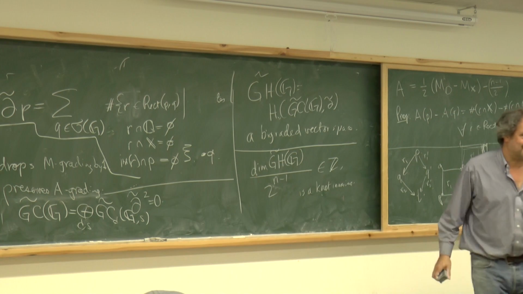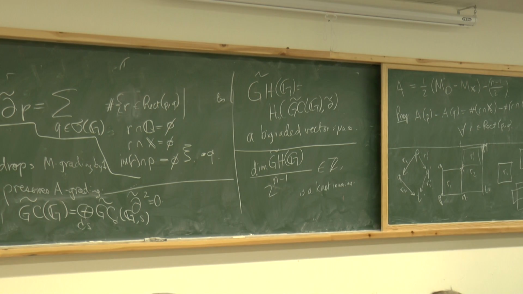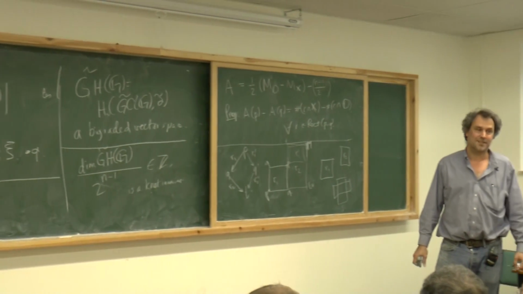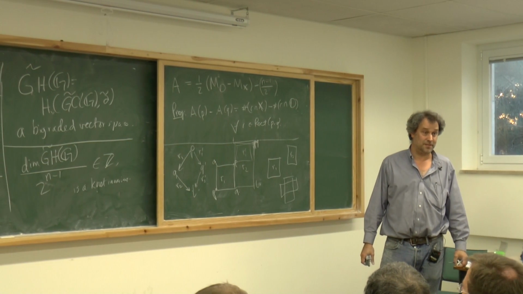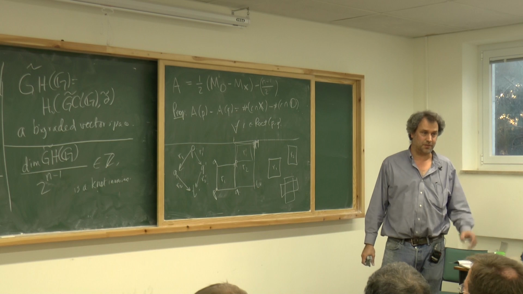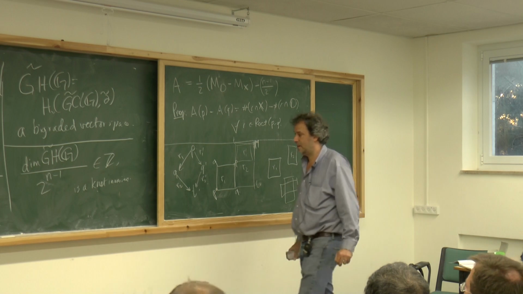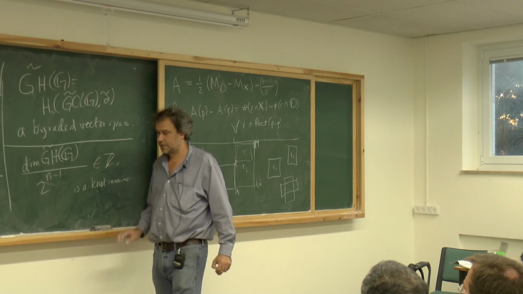Can I bother you? Yes, please. You do all this over Z mod 2Z. I do. Is it really essential? No, it's not. Is it just because of the plus-minus orientation, like it's easier to do?